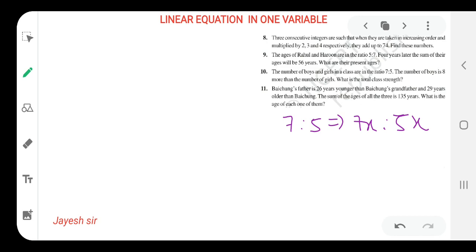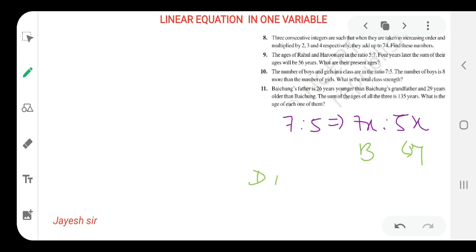This is for the boys and this is for the girls. We all know, yes friends. Now what is to be said? Girls are 8 less than the boys, or the boys are 8 more than the girls. That means we compare 7x and 5x. The difference between boys and girls is 2x.